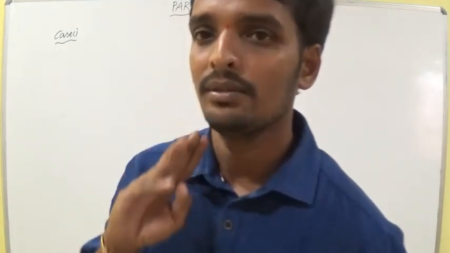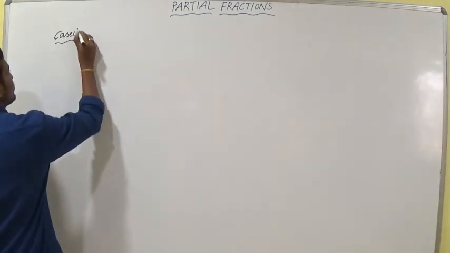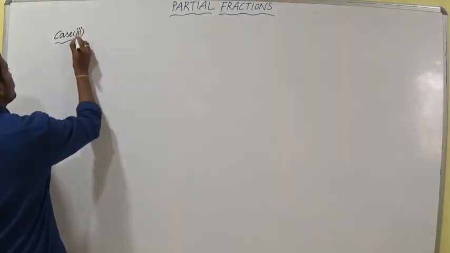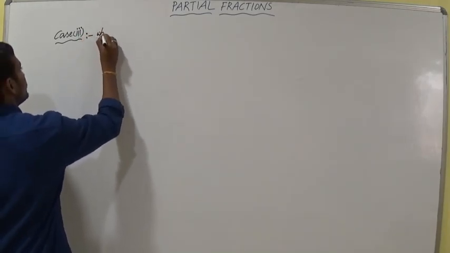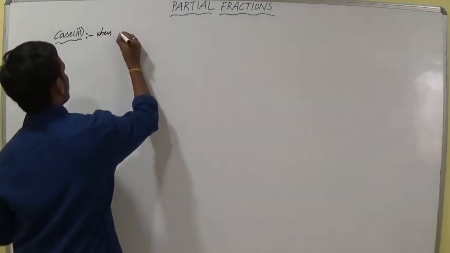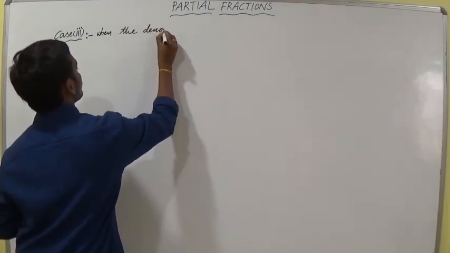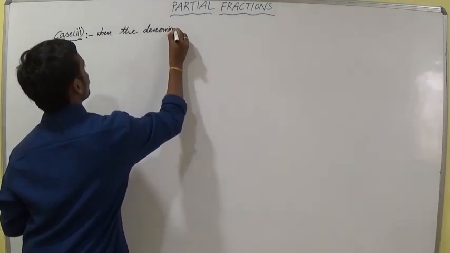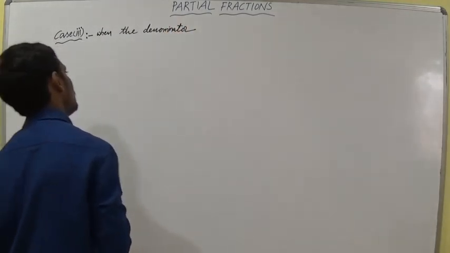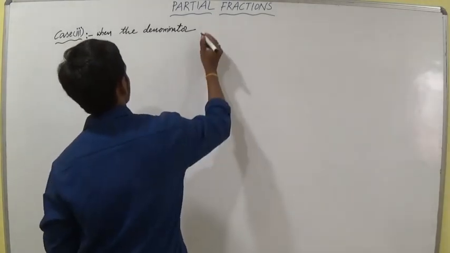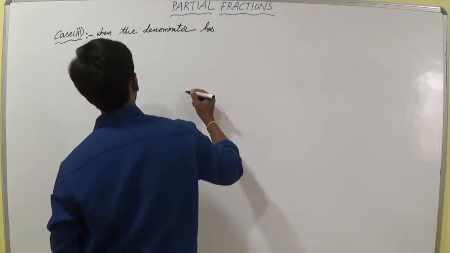Are you okay? We'll see. Now the case 3. Case 3 is when the denominator has quadratic factors.